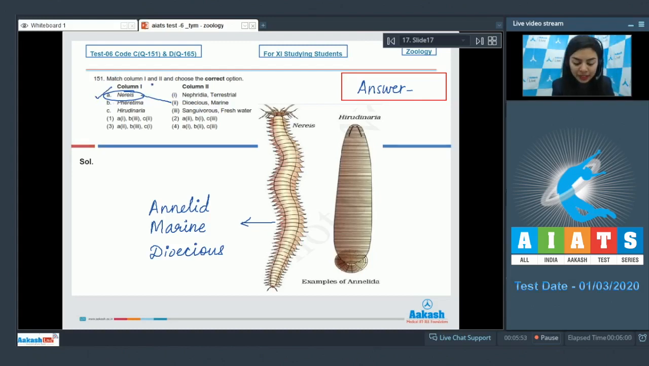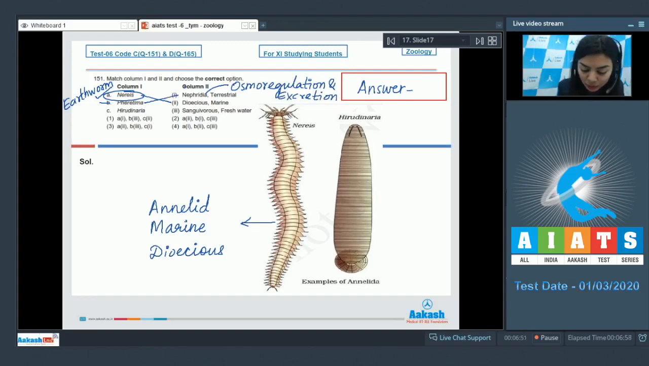Option B, Pheretima, that is earthworm. Earthworm is terrestrial mostly, but it could be aquatic. So the options remaining, Nephridia terrestrial, Sanguivorous freshwater. It is not sanguivorous, and it has nephridia, which help in osmoregulation and excretion. So this is correct with respect to Pheretima earthworm. The B goes with option 1 of column 2.